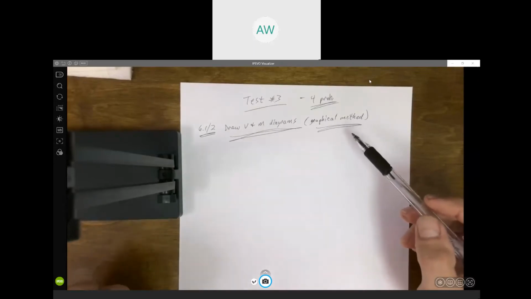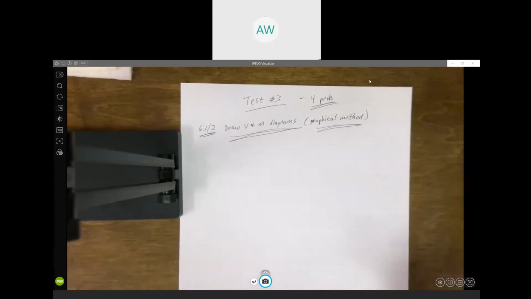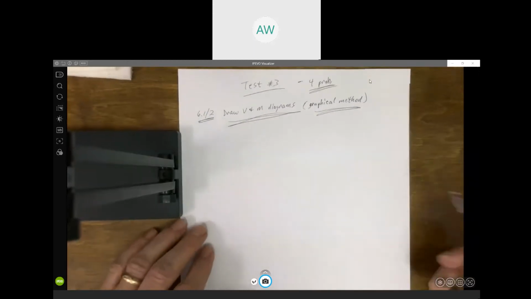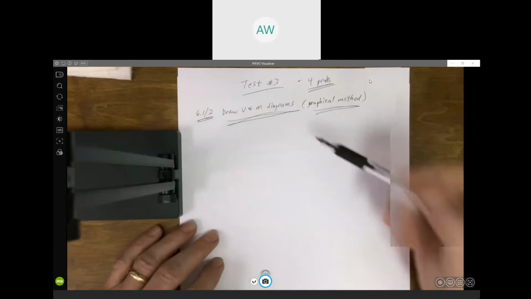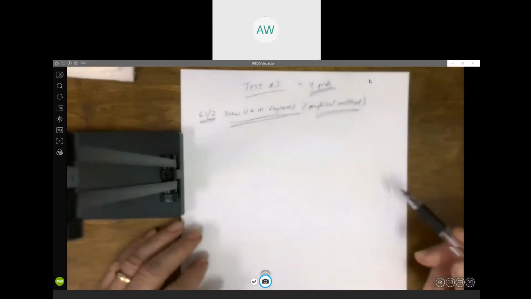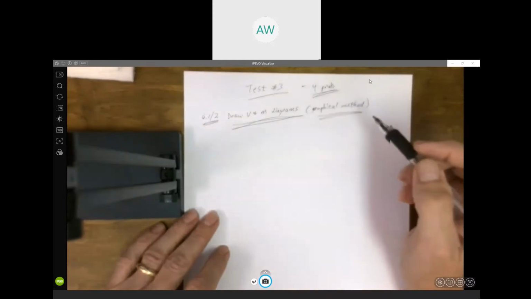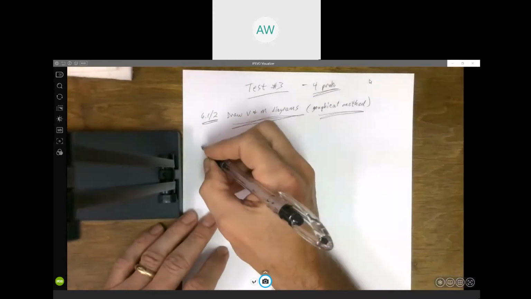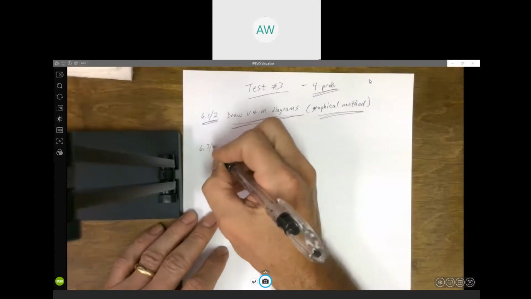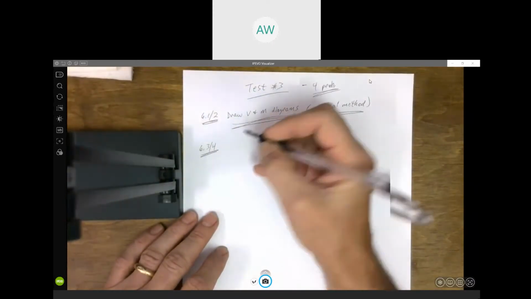All right, so we'll go through in general, and then we'll come back, and if you've got specific questions, we'll address that then. But that's going to be something you're going to have to do Monday, is you've got to know how to draw a shear and moment diagram. Then the other thing in chapter 6 we talked about was bending stress.